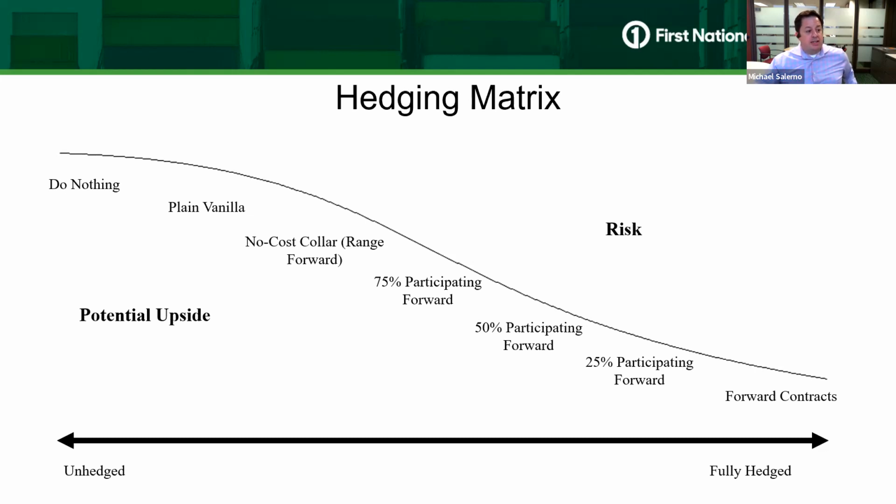What we're illustrating here is that this risk matrix talks about if you're unhedged, you do nothing, you have the highest risk. Here are all your other options: plain vanilla, no cost range, 75% participating, 50%, 25%, and forwards. So if you know the exact amount of money that's coming in a foreign currency and you lock in the forward, you have the lowest risk.